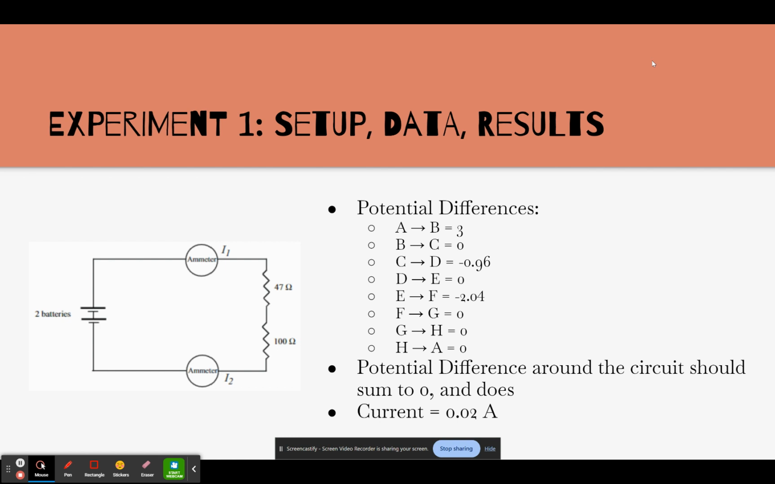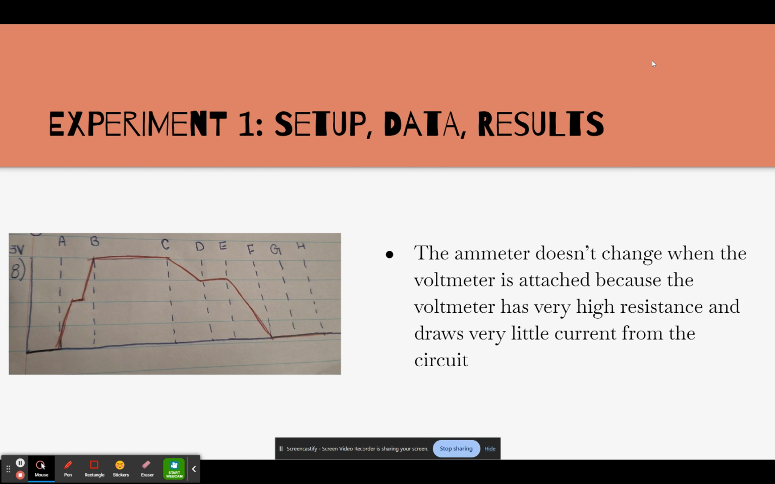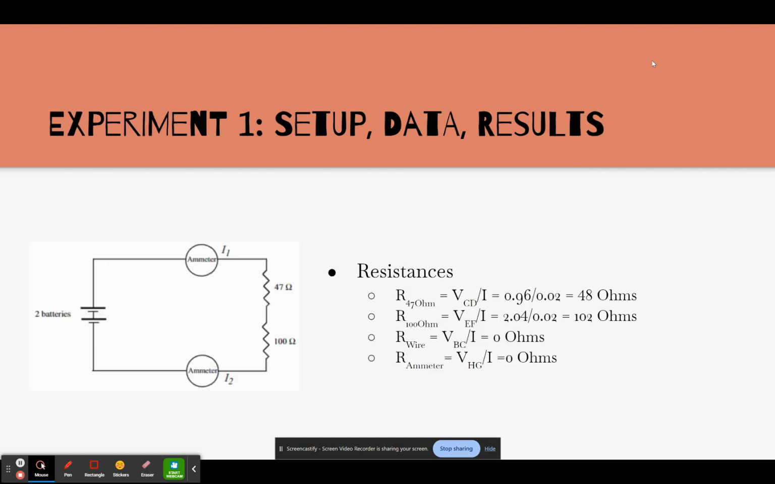And we set up the ammeter again, and the current still read 0.02 amps. This is the graph showing how the voltage changes across the circuit, and you can see that it starts and ends at 0. And the ammeter doesn't change when the voltmeter is attached because the voltmeter has very high resistance, and so it draws very little current from the circuit.